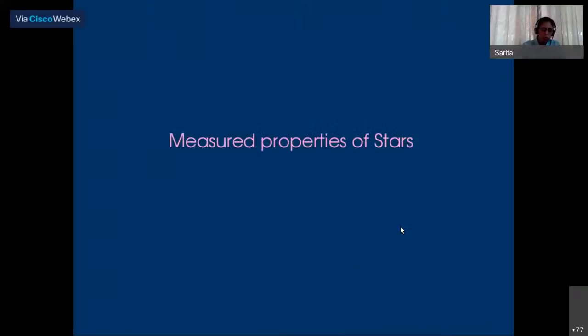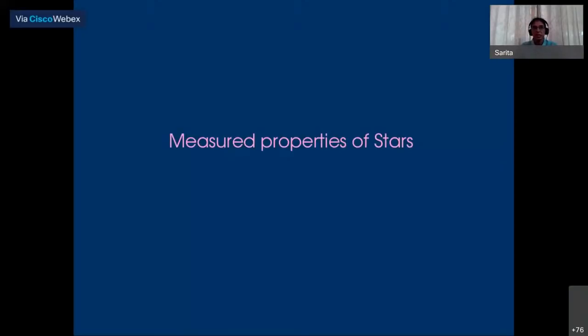Okay, now let us move to some of the other properties of stars. Let's come back to stars and try to understand what the other measured properties are, and how we can determine some very important characteristics of stars. Till now, we have tried to see the brightness and the radiation coming from stars. But can we also find out other properties of stars?